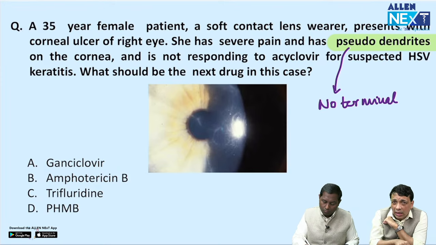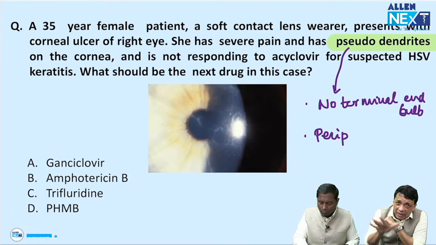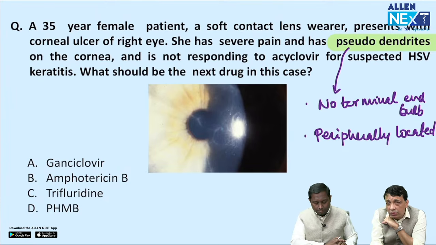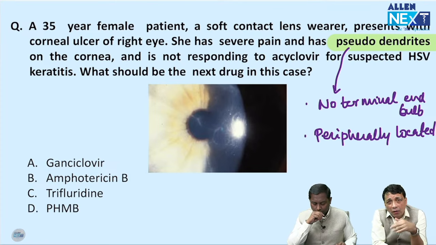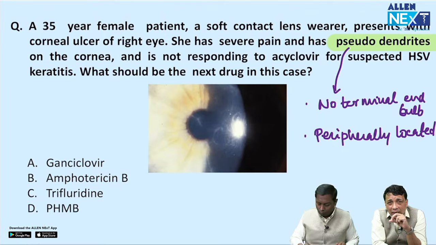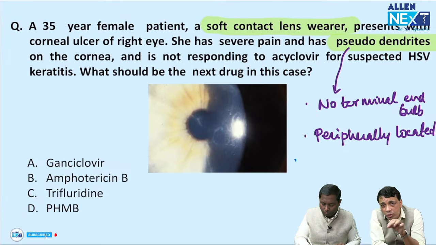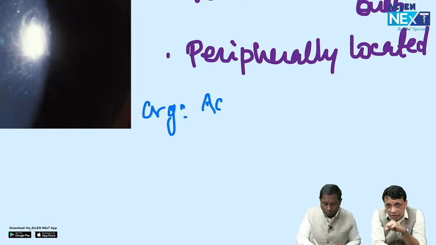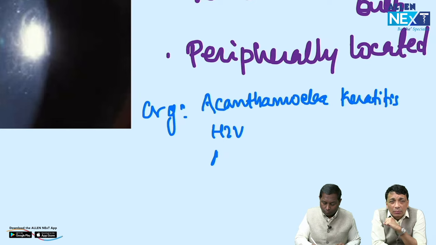Dendrites will usually be central, while pseudodendrites will be more peripheral. And fourth, they have a painted-on appearance, as if it's been fixed on. It's not an excavation. It's not an ulcer which is excavated into the corneal epithelium. It looks painted on. So these are called pseudodendrites, and they can have multiple causes. One of them could be contact lens wear. People who wear contact lenses often develop these. Second could be acanthamoeba keratitis. Third could be certain drugs which are causing SPKs. Fourth could be herpes zoster. So these are the multiple causes of pseudodendrites: herpes zoster, acanthamoeba, contact lens wear.